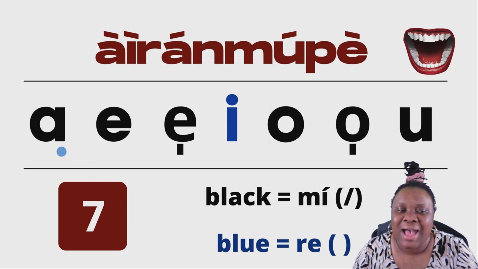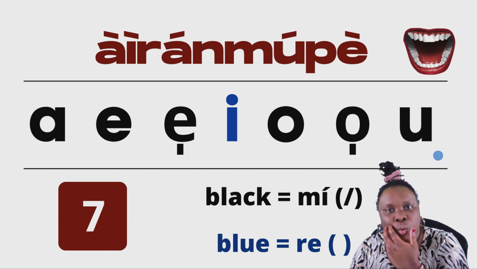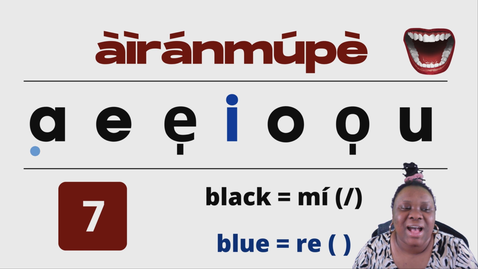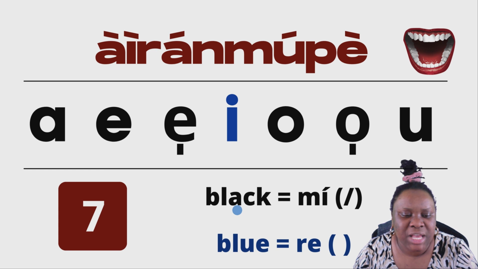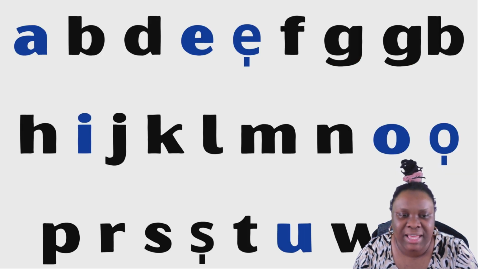So a, e, ẹ, i, o, ọ, u. Those are the 7 of them. One more time: a, e, ẹ, i, o, ọ, u. Before I get to the pronunciation tip, let's come back here and identify them.